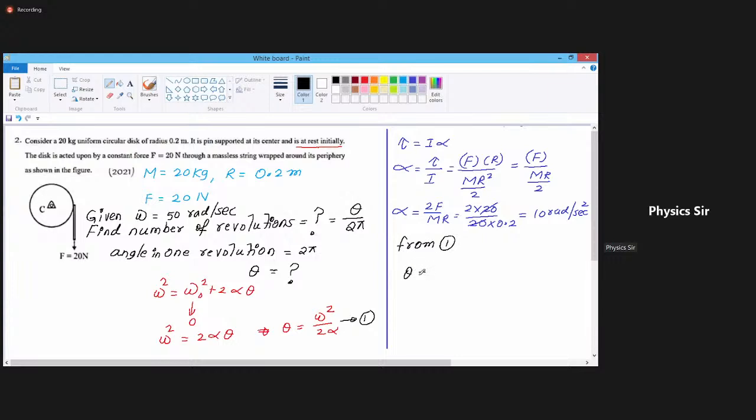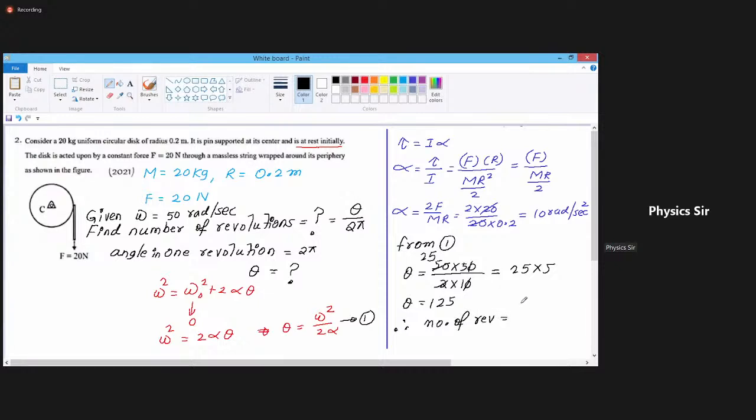From equation number 1, this theta will be omega square by 2 alpha. What is omega square? That is given, 50 into 50 divided by 2, and alpha is 10. So this will be 25 into 5. What is 25 into 5? 25 into 5 is 125. So theta is 125. Therefore, the number of revolutions.